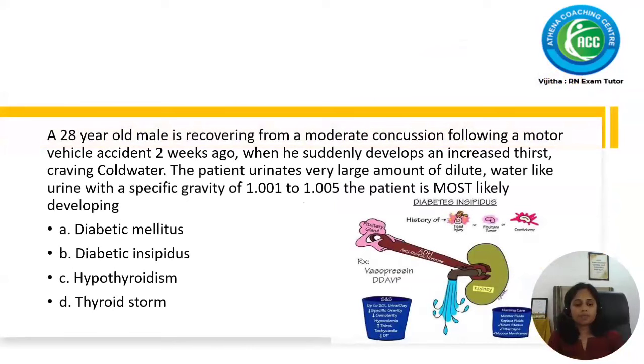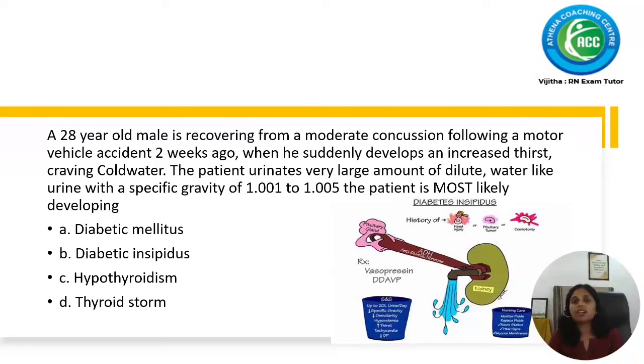Next question. A 28-year-old male is recovering from a moderate concussion following a motor vehicle accident 2 weeks ago, when he suddenly develops increased thirst and craving for cold water. The patient urinates a very large amount of dilute, water-like urine with a specific gravity of 1.001 to 1.005. The patient is most likely developing what?